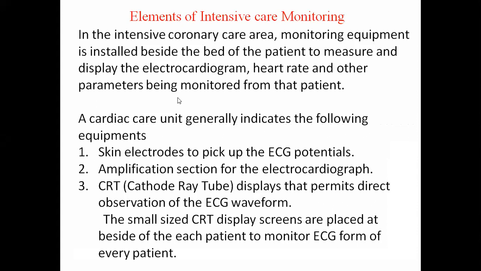So the first concept is elements of intensive care monitoring. If you consider the ICU in any hospital, you can identify different types of equipment in the ICU. Okay, intensive care monitoring system. ICU, intensive care unit. Generally the monitoring equipment is installed beside the bed of the patient to measure and display the electrocardiogram, heart rate, and other parameters monitored in that patient.